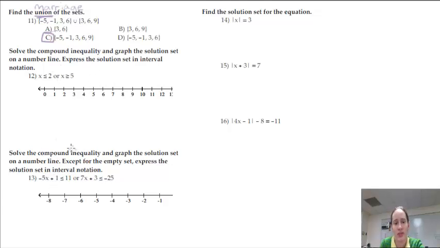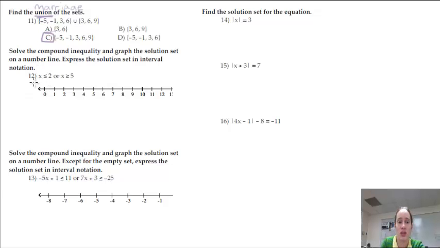Number 12 and number 13 should have really had the same instructions, but I didn't fix 13 apparently. Something happened there. So solve the compound inequality and graph the solution set on a number line. Express the solution set in interval notation.